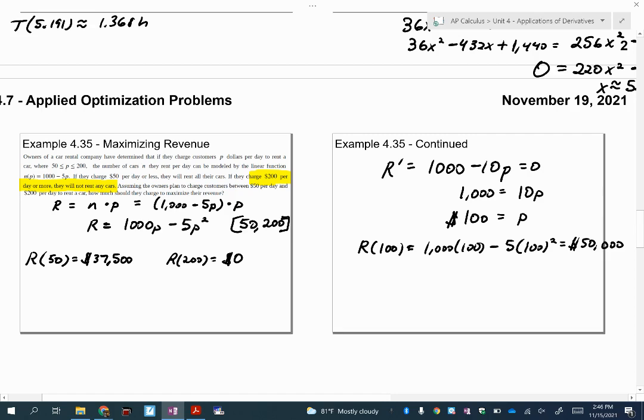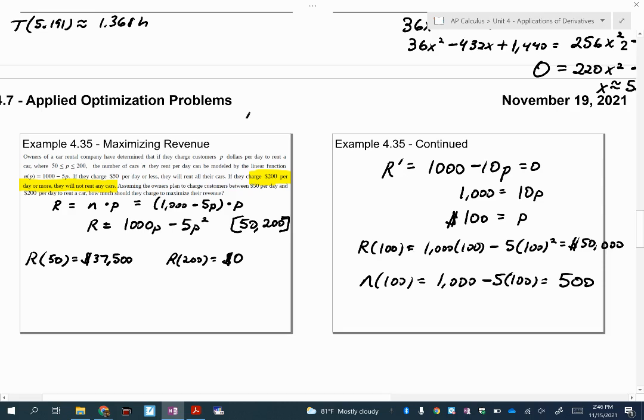But if we use a price of $100 per day, I don't know exactly how many cars we would actually rent. I guess I could plug it into this real quick. So N at 100 would be 1,000 minus 5 times 100. That's 1,000 minus 500, that'd be 500 cars. And if we chose 50, 1,000 minus 5 times 50, that's 250, that's 750 cars.